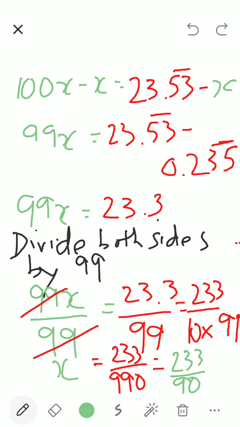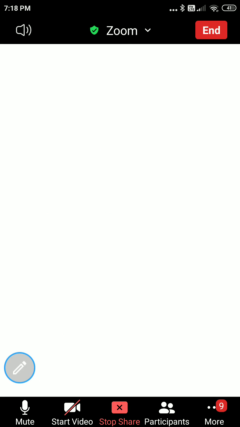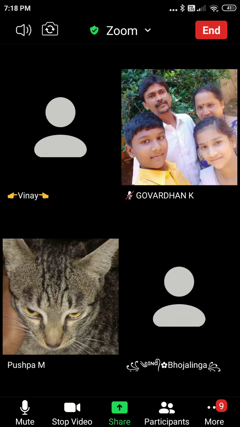Sorry, 990, children. This is 990. So your answer is 233 by 990. However big the number is, you have to observe first how many decimals are recurring and accordingly multiply. If two decimals are recurring, then multiply by 100. If one is recurring, by 10. Okay, children, sorry for taking extra time, but this is a very important concept.